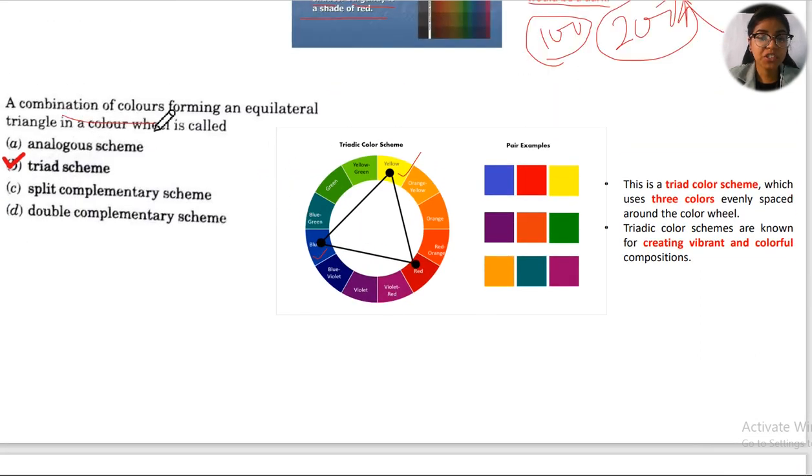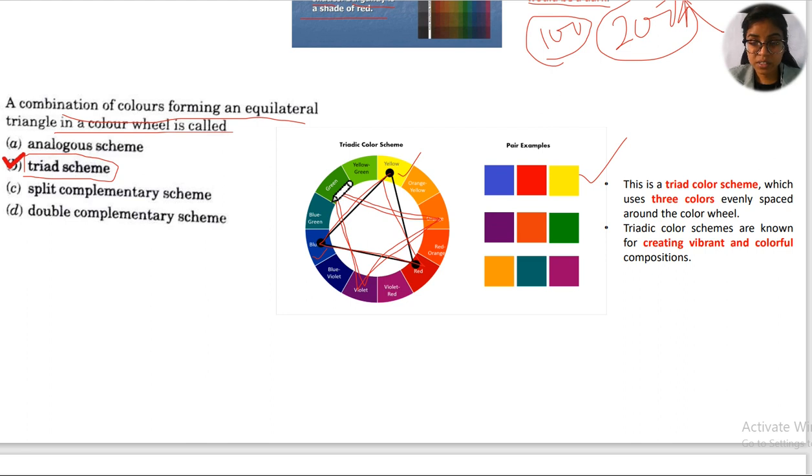Next question is, a combination of colors forming an equilateral triangle in a color wheel is called. Okay, when any colors form an equilateral triangle, then that combination will be called a triad scheme. This is your triad scheme. So this first example is your yellow, blue and red. Next one you can see green, orange and violet. This is also a triad color, because these three colors are also forming an equilateral triangle, and also these three colors are your secondary colors.